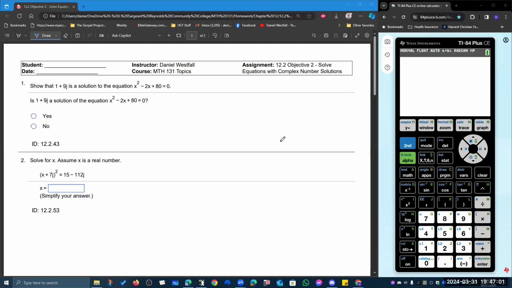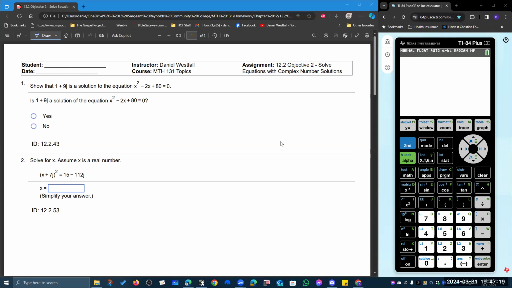In this video, we're going to talk about 12.2, Objective 2, where we solve equations with complex number solutions. Our question is: is 1 plus 9j a solution to the equation x squared minus 2x plus 80 equals 0? Let me show you two different ways to do this.